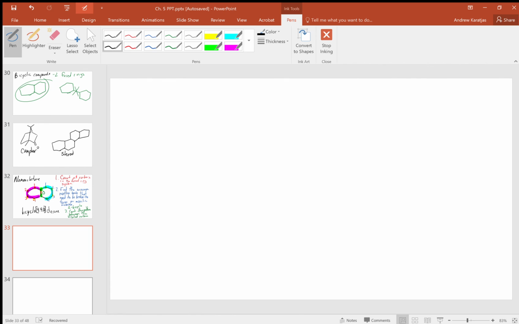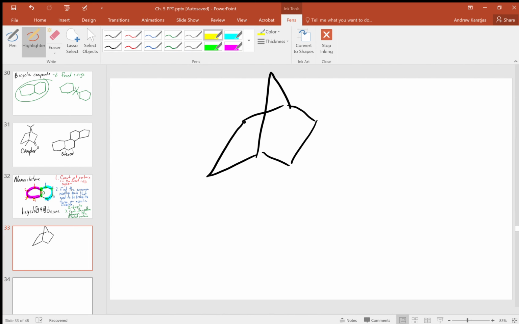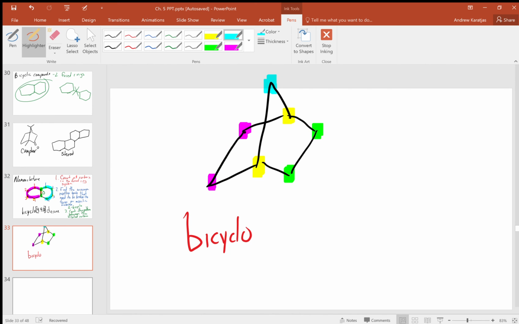So let's do one more. Which is this one. Here are our bridgehead carbons. If we break any two bonds here, we'll end up with an acyclic system. So we know this is bicyclo. We have a total of 7 carbons in our fused ring system. So this is heptane.